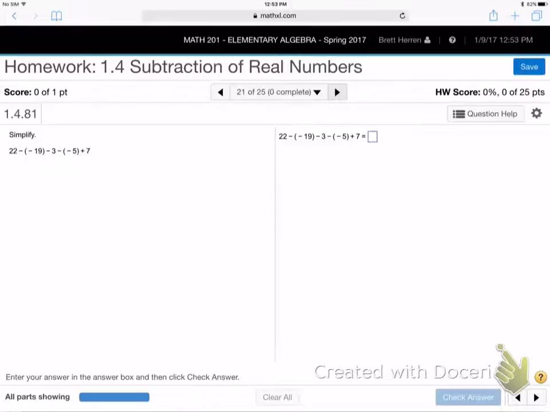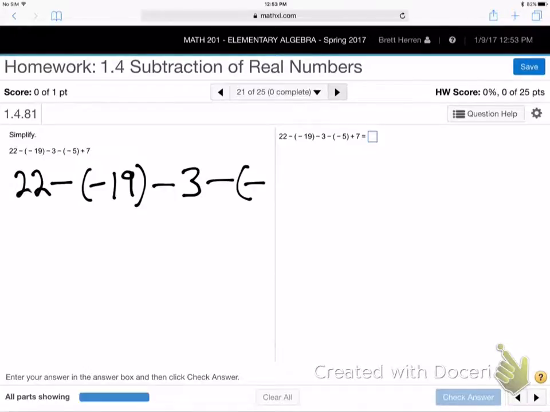Okay. So can you all see the question well enough? So it's 22 minus 19 minus 3 minus 5 plus 7. Okay. You want to try it? Let me give you a second again. I think you get more out of it that way. So you do something first, and I'll jump in just a second.